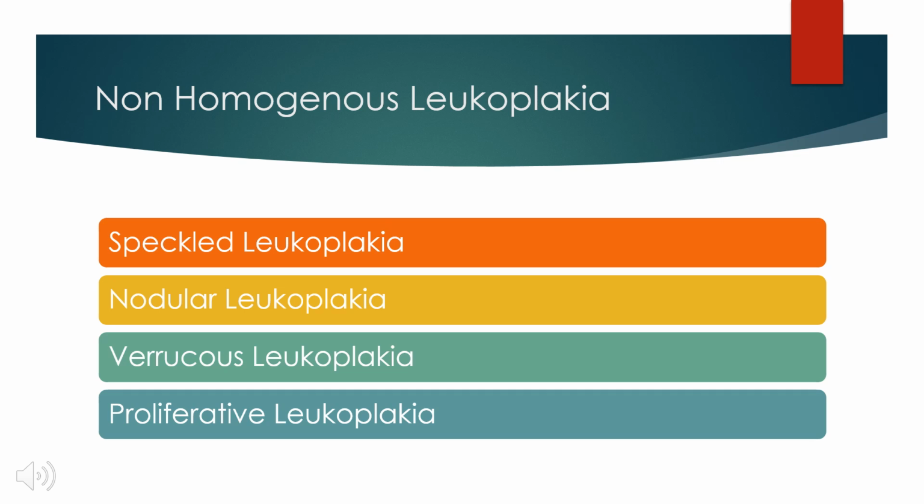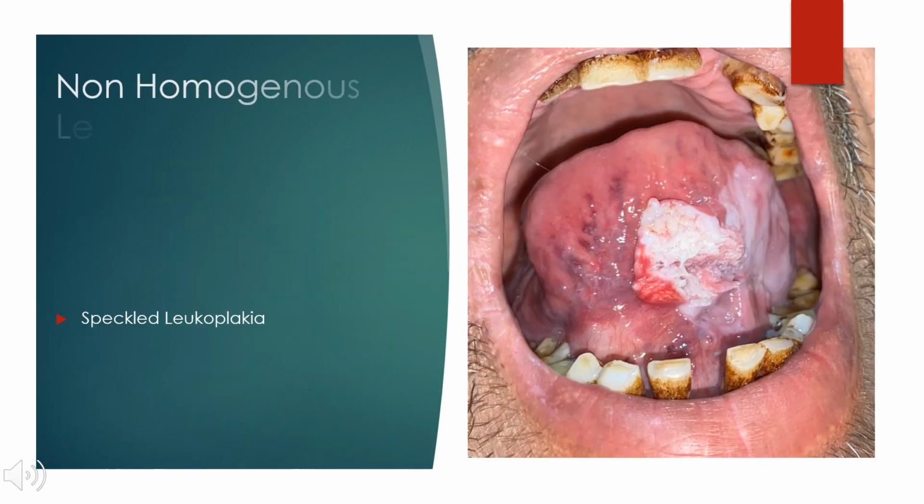Non-homogeneous leukoplakia can again be divided into speckled leukoplakia, nodular leukoplakia, verrucous leukoplakia, or proliferative verrucous leukoplakia. Speckled leukoplakia is a mixed lesion. Predominantly it is a white lesion, but some areas can appear as a red lesion. This is also known as leukoerythroplakia.